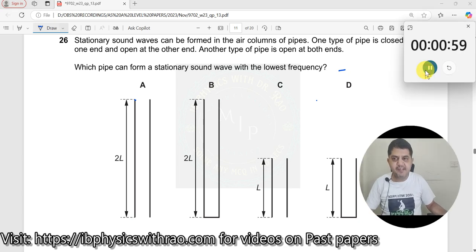Question number 26. Stationary waves can be formed in the air columns of pipes. One type of pipe is closed at one end and open at the other, which is the closed pipe. Another type of pipe is open at both ends. Which pipe can form a stationary sound wave with the lowest frequency?